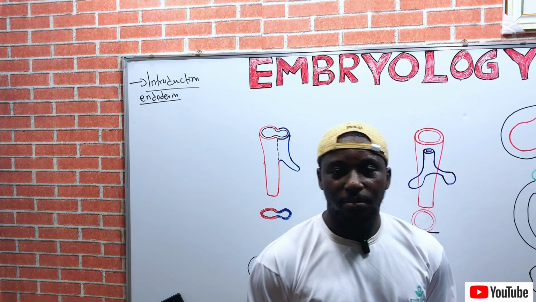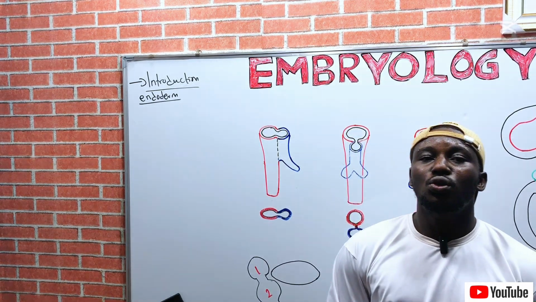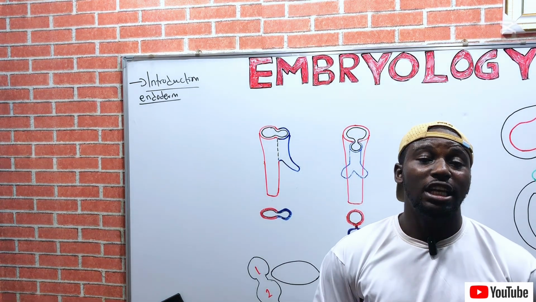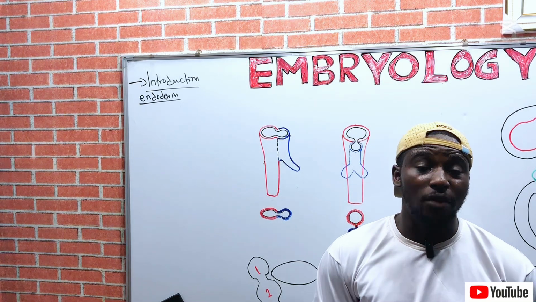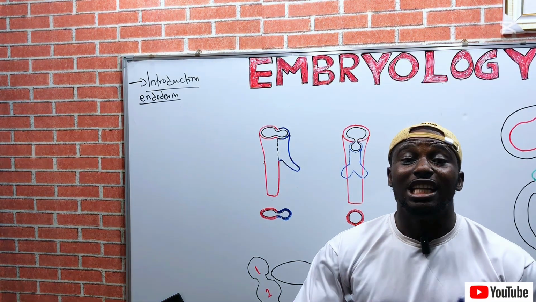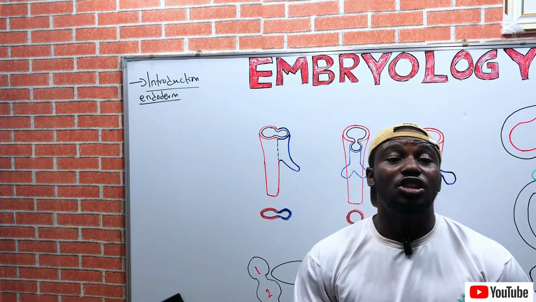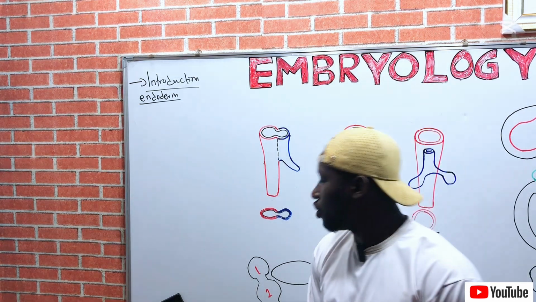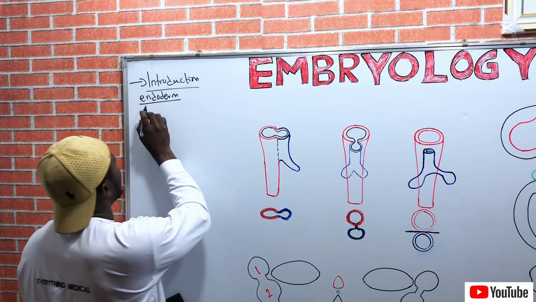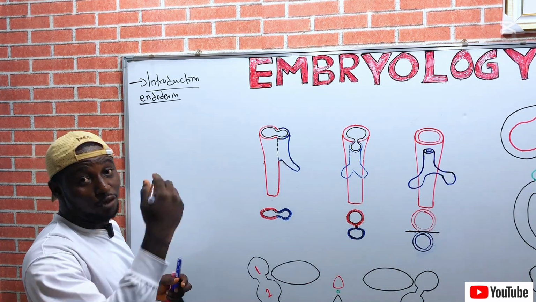The respiratory system tends to develop from the median diverticulum of the foregut, called the respiratory diverticulum or the laryngotracheal diverticulum. So this is the embryonic lining where it developed from, right?